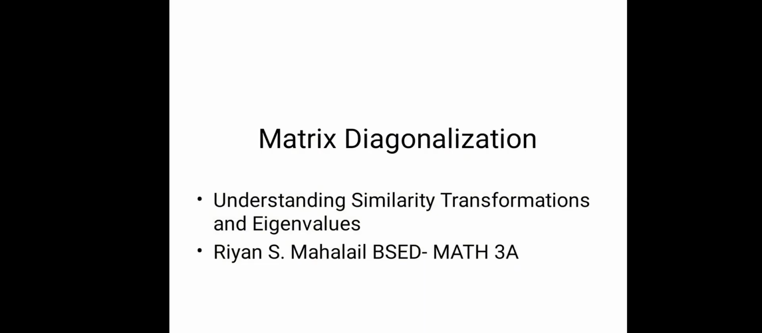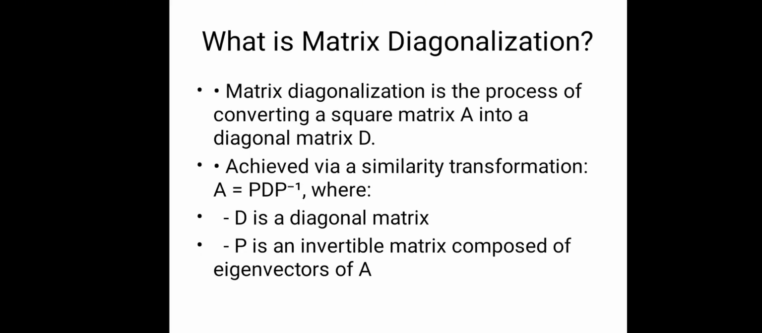So, let me discuss to you what is matrix diagonalization. So, what is matrix diagonalization? Matrix diagonalization is the process of transforming a square matrix into a diagonal one. So, we do this using similarity transformation, which takes the formula A equals PDP inverse, where D is represented as a diagonal matrix and P is an invertible matrix composed of eigenvectors of A.